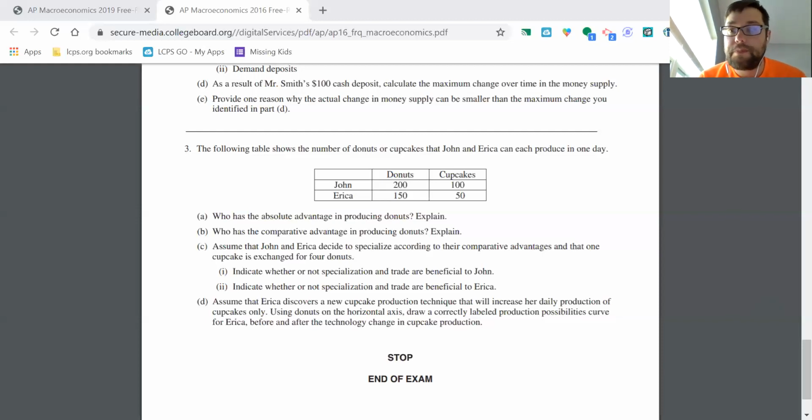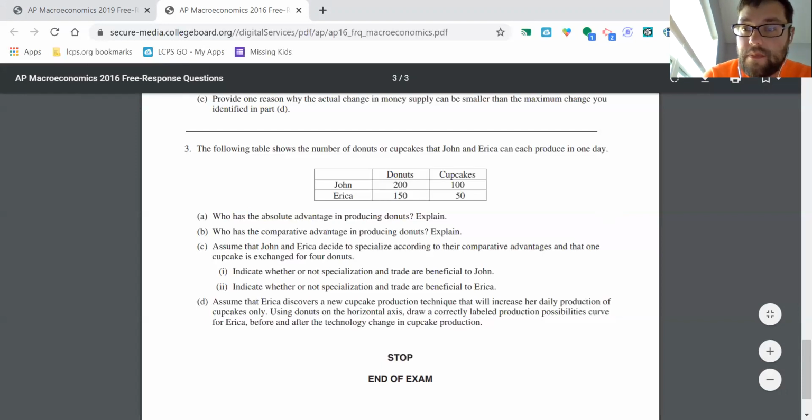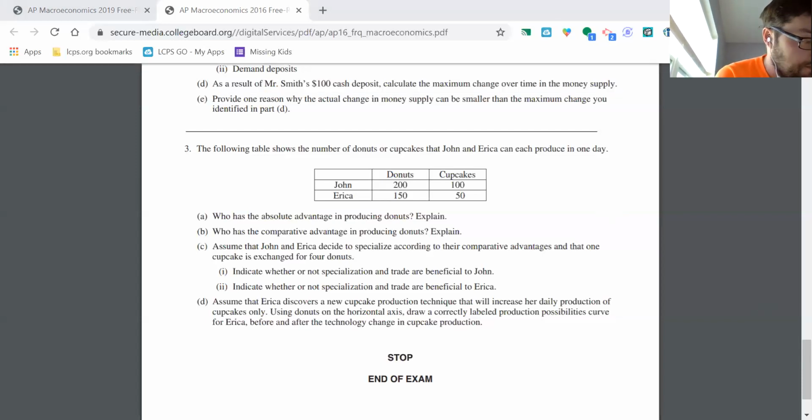I'm going to run out of space here. You know what? I'm going to close this. Let's do this again so it's much larger. All right, just copying the chart over: 200, 100, 150, 50.